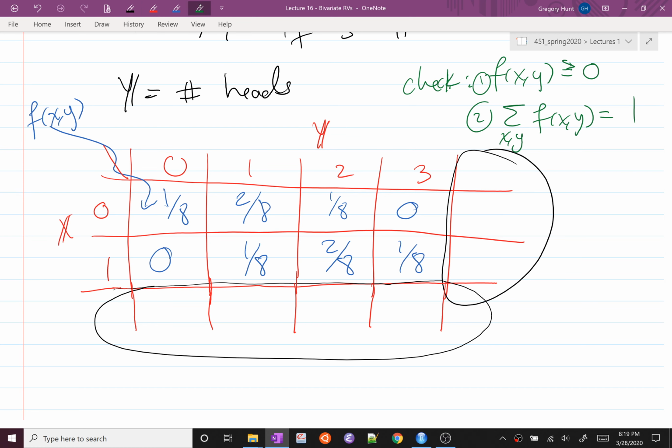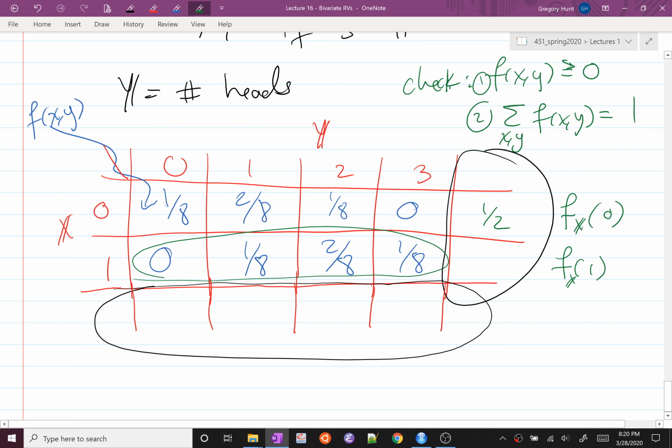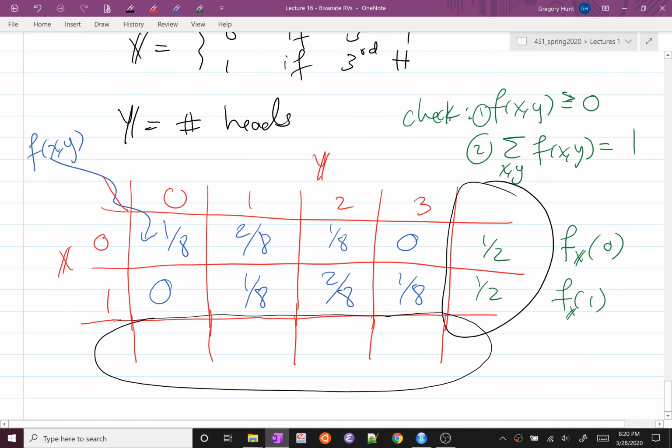And so let's write. If I want f_X(0), what I do is I fix x at 0 and I sum over all the values of y. If I sum those up, that's 1/8, 3/8, 4/8, so that's 1/2. And if I want f_X(1), I fix x at 1, I sum over all the values of y. I'm going to put that over here. That will also give me 4/8 or 1/2.